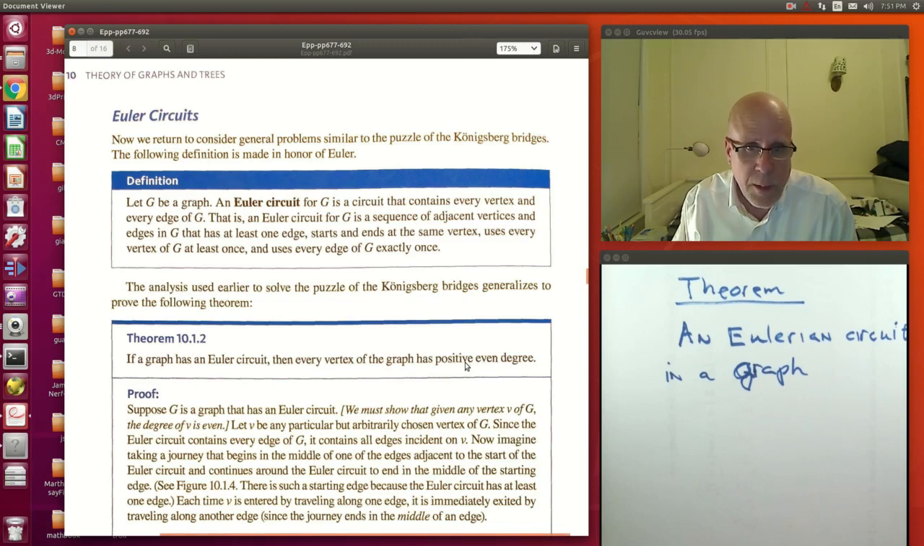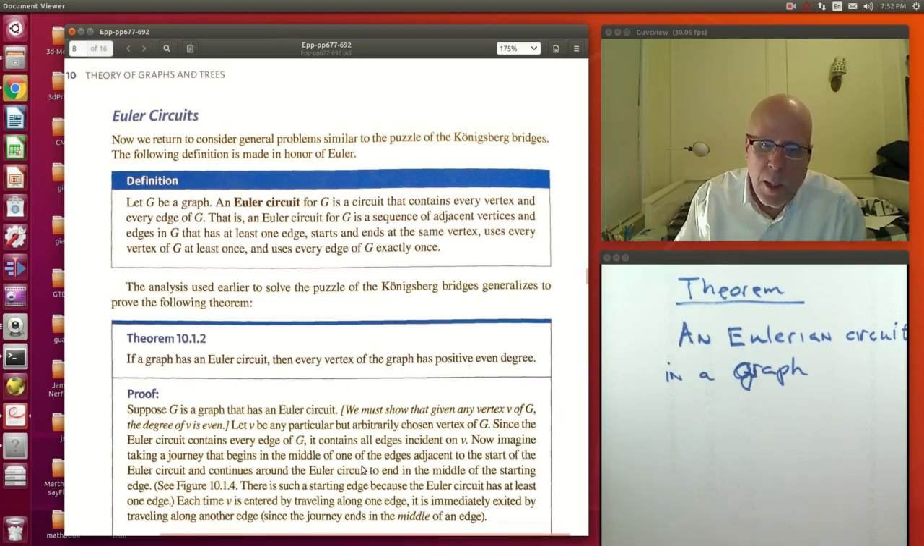Positive means that nobody has degree 0. What would that mean to have degree 0? Well, that would be what's known as an isolated vertex, one which you would never be able to arrive at. So it would be impossible to have a circuit of the entire graph if you can't arrive at some of the vertices. But the fact that it's even is this problem I pointed out about odd degree of things just can't exist in the middle of such a walk. They serve to trap you.